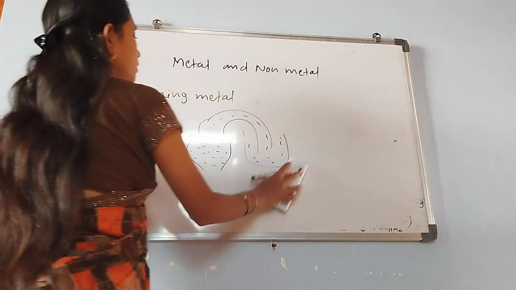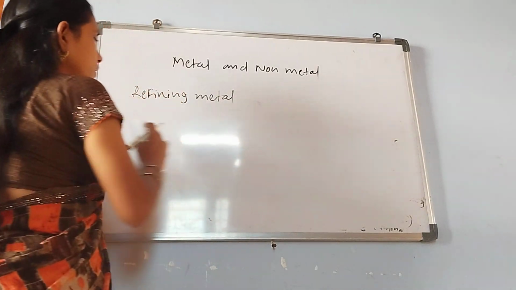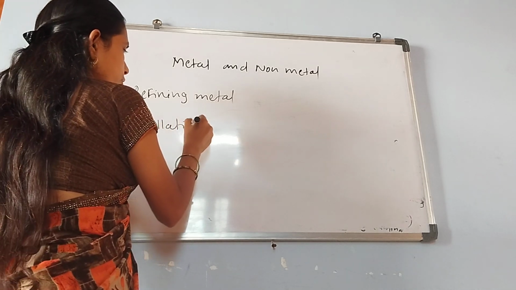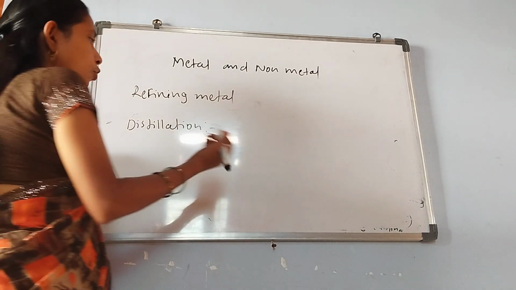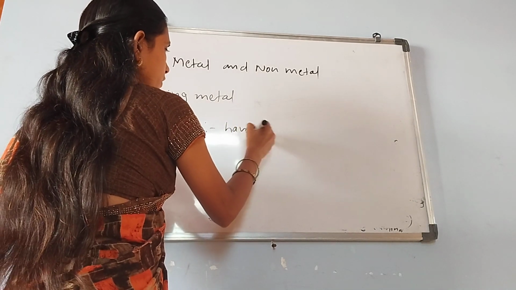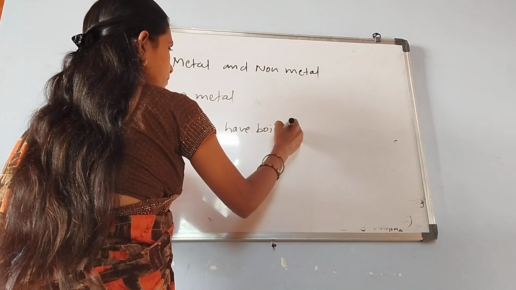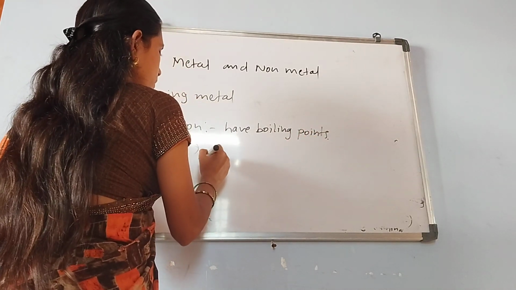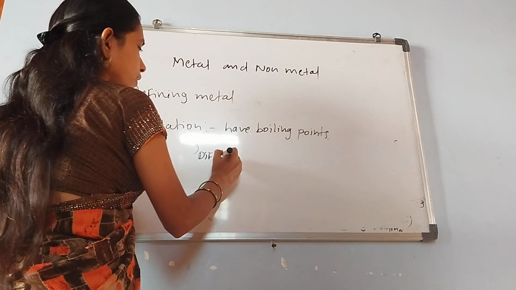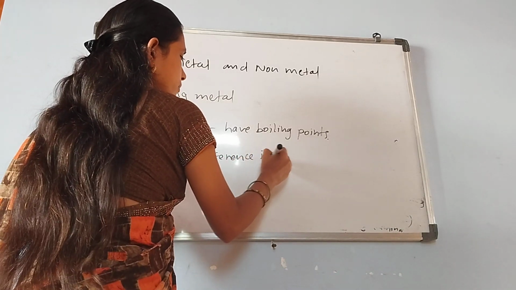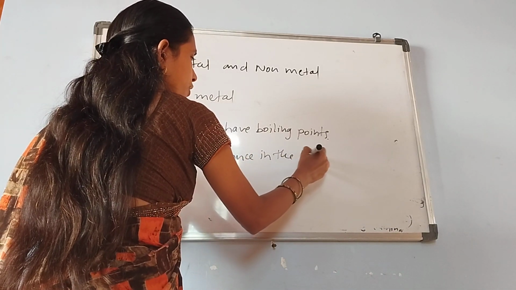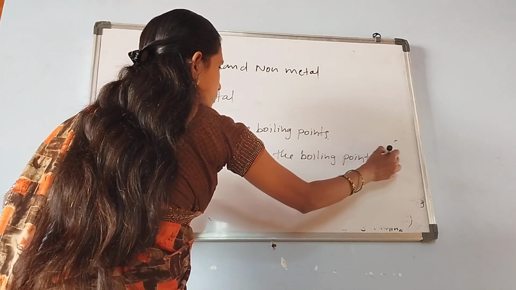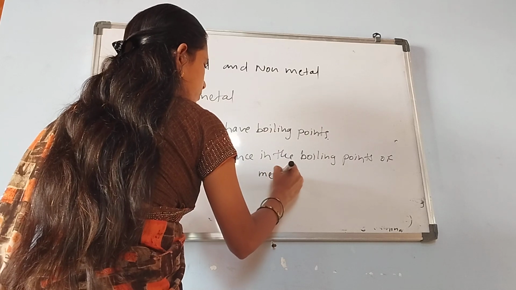So I'll write down the principle of distillation here. The distillation process is mainly done for metals which have low boiling points. The principle is the difference in the boiling points of metal and impurity.